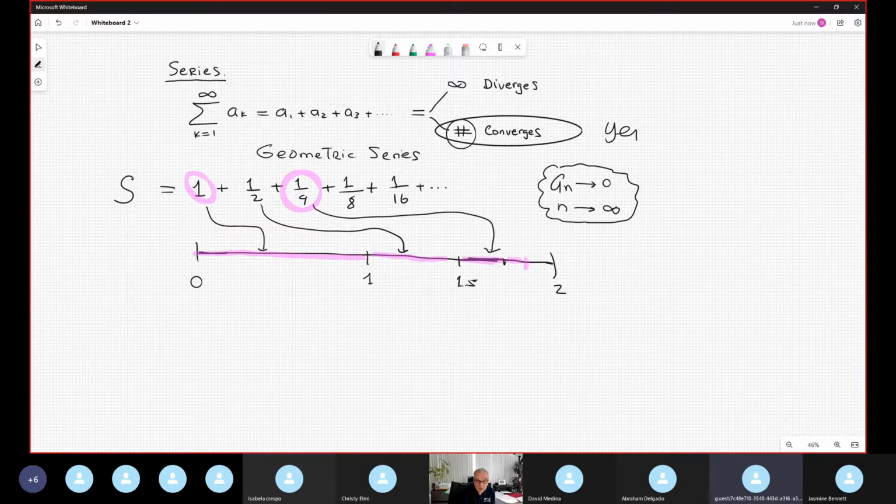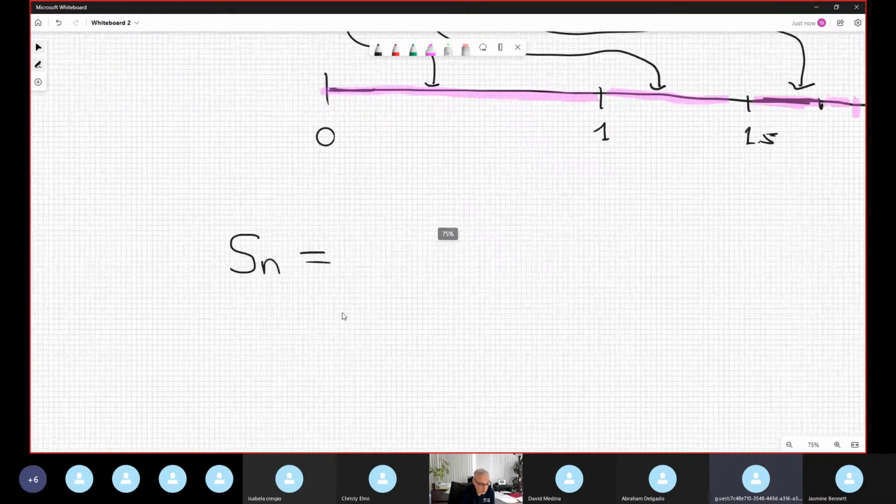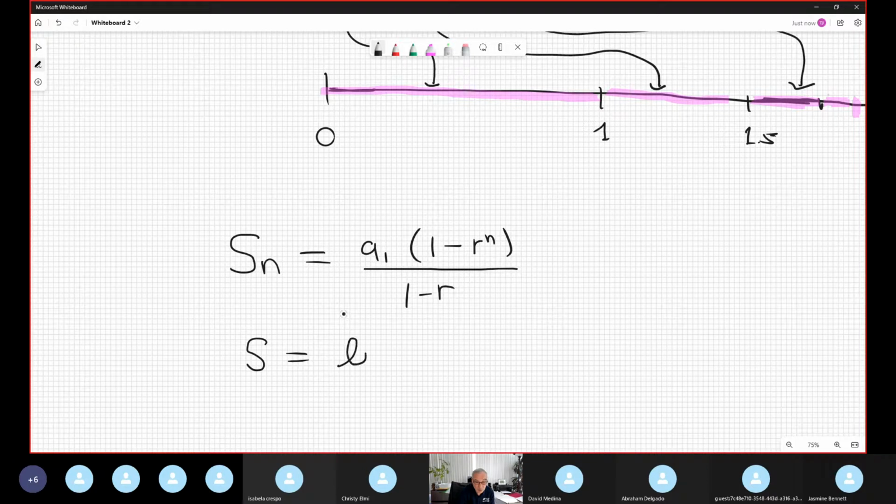Okay, let me prove mathematically. You have a formula for S sub m. I want to repeat the formula. The formula is A1 times parenthesis 1 minus r to the m, divided by 1 minus r. This is the formula. So what is the challenge? The challenge is to determine the summation of the series. Okay, I want to call it S, not S sub m. S equals that expression, but I suppose m approaches infinity.